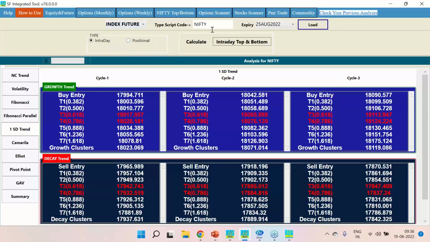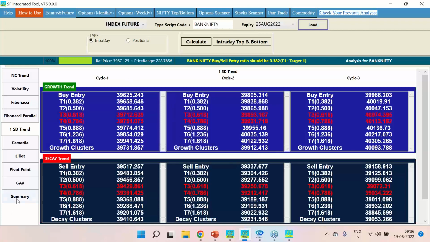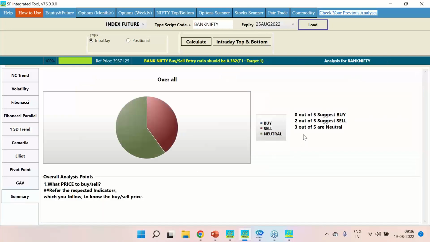So I'll be going for the Bank Nifty. If we are going for the Bank Nifty, load the data. So automatically the studies will come. So I'll be going for the summary section. So Bank Nifty, 2 studies suggesting for sell, 3 are neutral. So this is what the total summary section suggests.